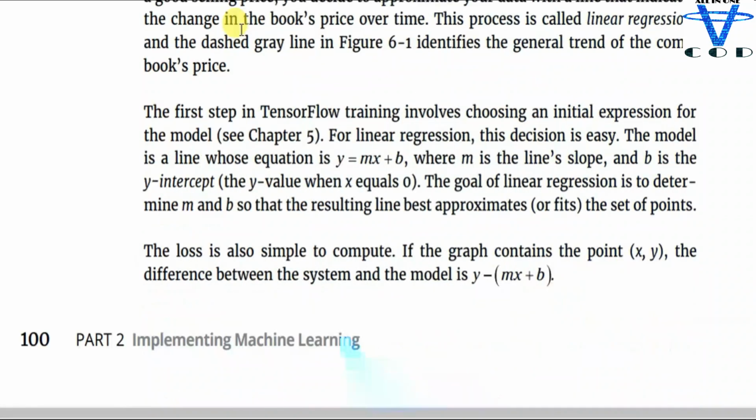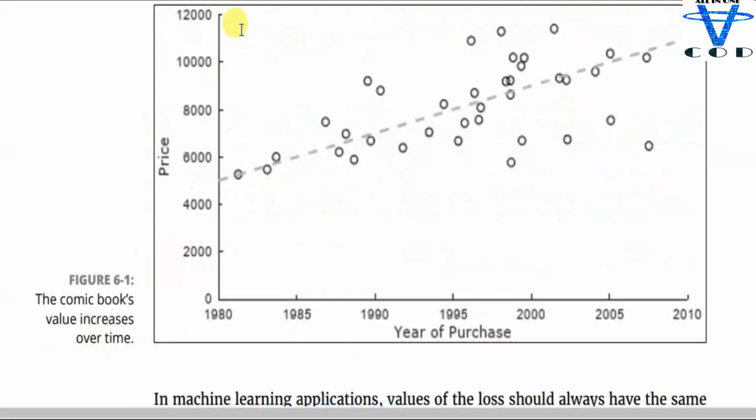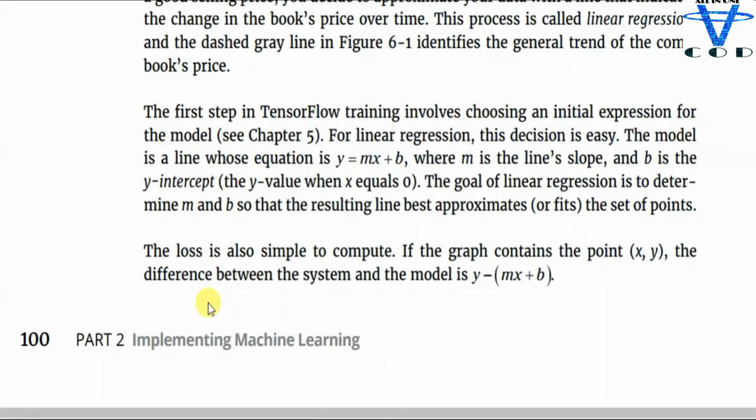The first step in TensorFlow training involves choosing an initial expression for the model. For linear regression, this decision is easy. The model is a line whose equation is y equal to mx plus b, where m is the line slope and b is the y-intercept, the y value when x is equal to 0. b is the y-intercept, meaning the y value when x is 0. The goal of linear regression is to determine m and b so that the resulting line best approximates or fits the set of points.